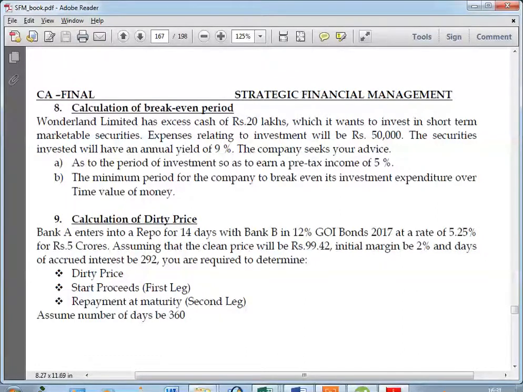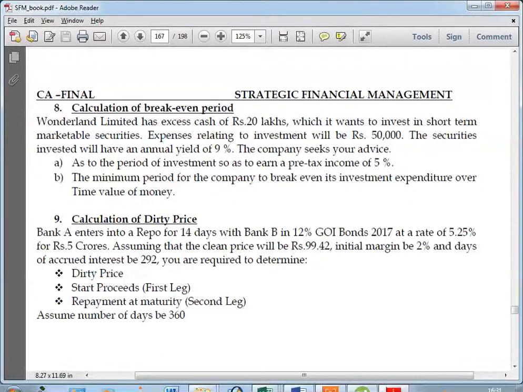See, this bank A enters into a repo for 14 days with bank B in 12% GUI bonds at the rate of 5.25% for 5 crores. Clean price is 99, initial margin 2%, days of accrued interest 292. You are required to determine dirty price, start proceeds and repayment at maturity. Number of days 360.